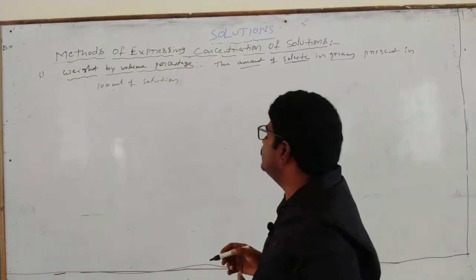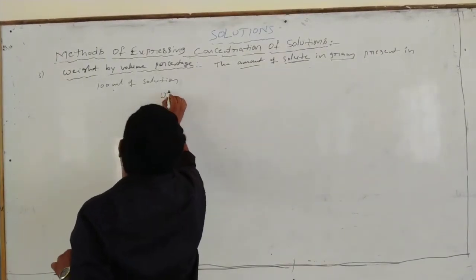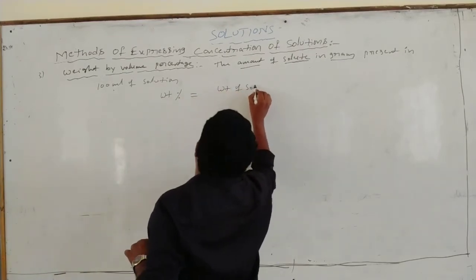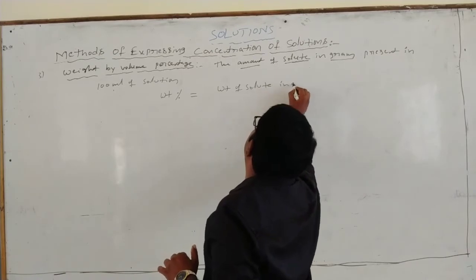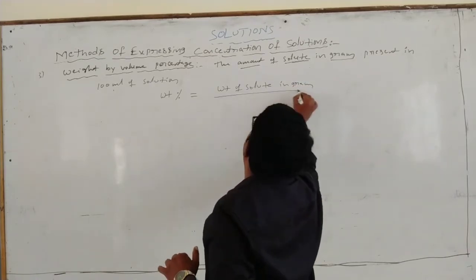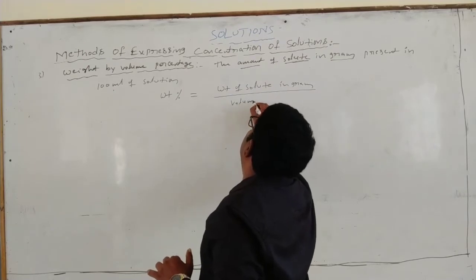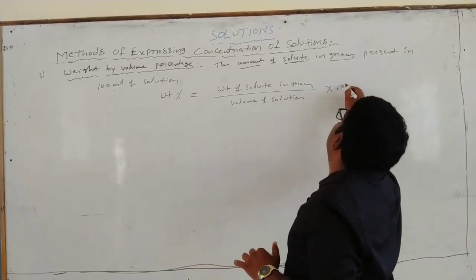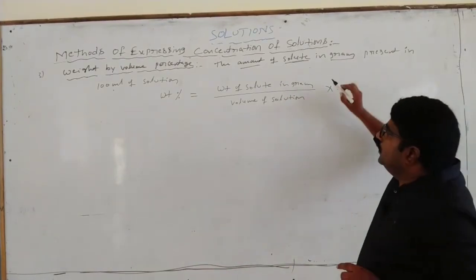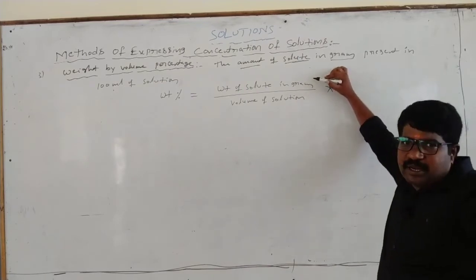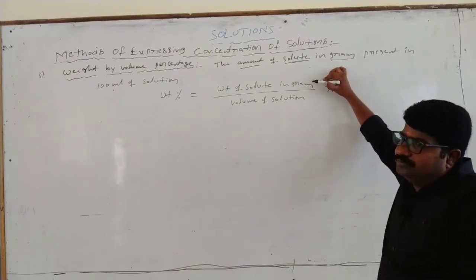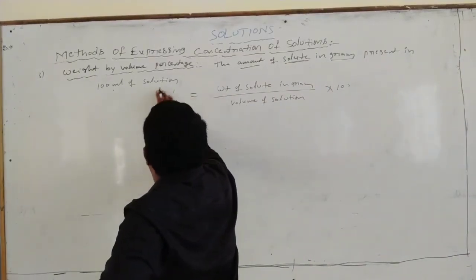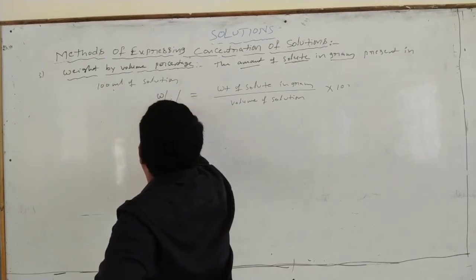So you can write weight by volume percentage is equal to weight of solute in grams by volume of solution into 100. Here the solute should be expressed in terms of grams, which indicates weight, right? So this is weight by volume percentage.